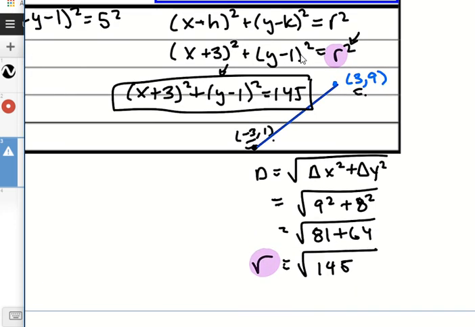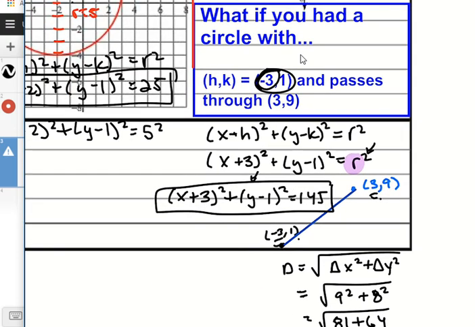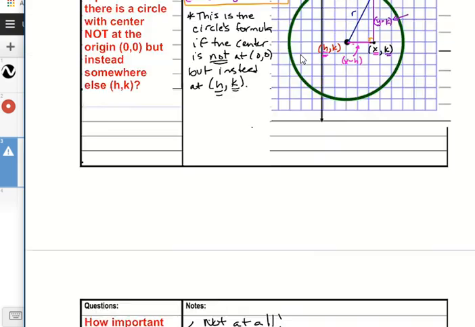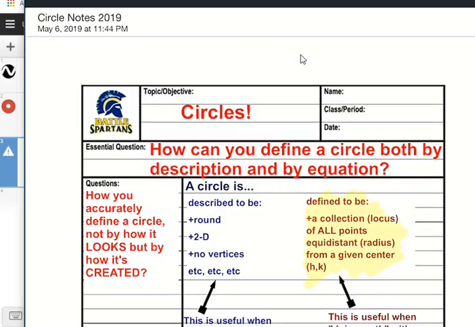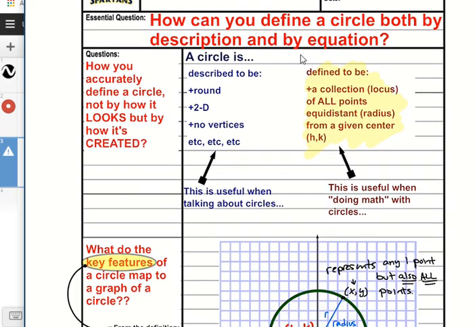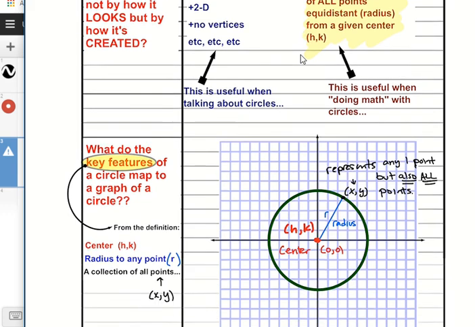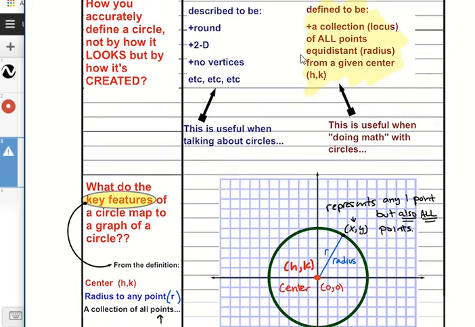Okay, guys, now those were lengthy. We're looking at almost 35 minutes worth of notes here. But the big skill, the big question, if you check back to it, is how can you define a circle both by description and equation. We definitely describe a circle as a round thing, two-dimensional, no vertices, only curves. But if we start to look at the definition, it's a collection of points. That leads us to an ability to grid this out using the critical information from the definition: a center h, k, a radius r, to any point x, y in the circle.